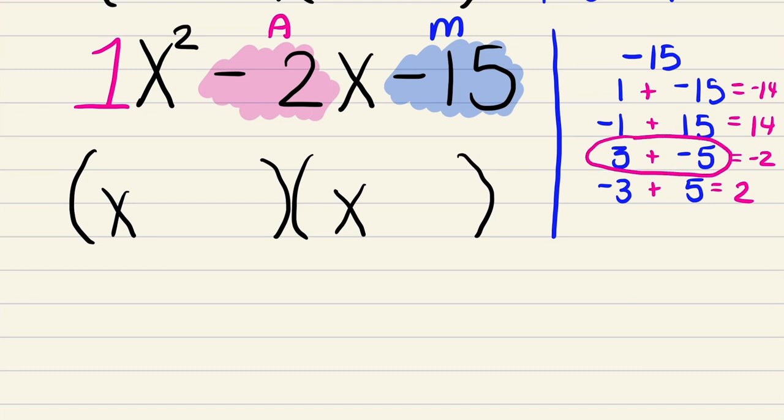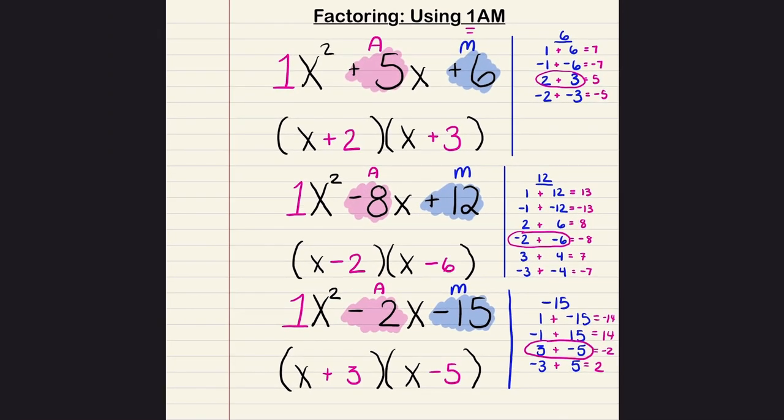Again, it doesn't matter which one you write first. Just make sure that your plus sign is with your 3 and your minus sign is with your 5. So that means that x squared minus 2x minus 15 fully factored is the binomial x plus 3 times x minus 5. And that is how you factor using a equals 1 factoring.